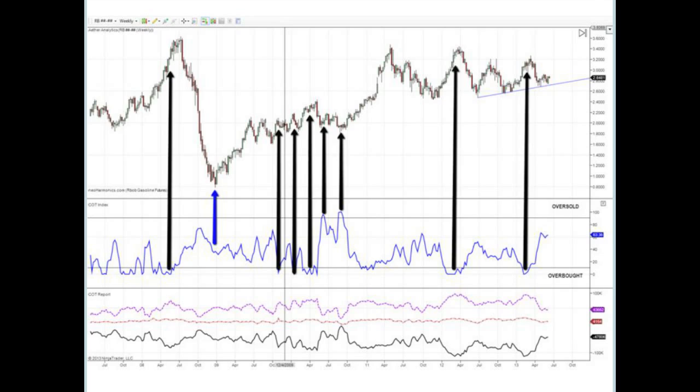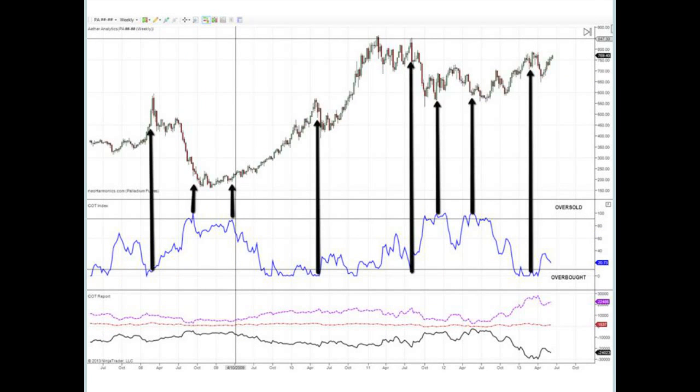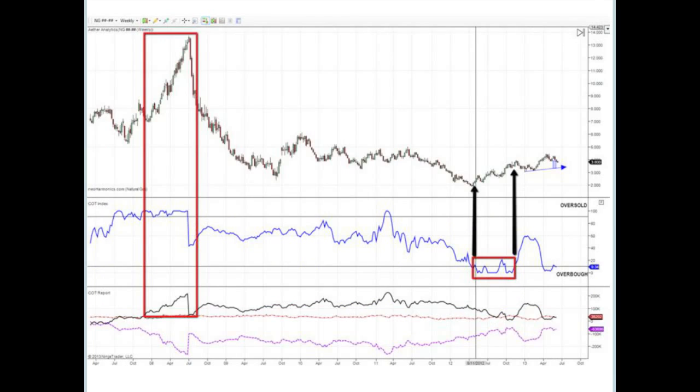This is gasoline, RBOB. Just quickly let you guys look at, check out this chart if there's any more questions. This is palladium. This is the natural gas.